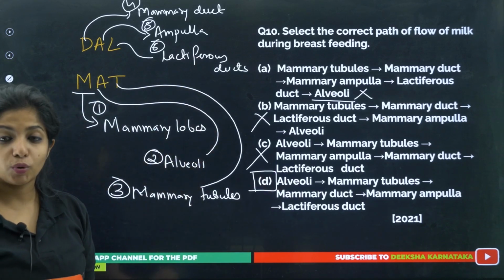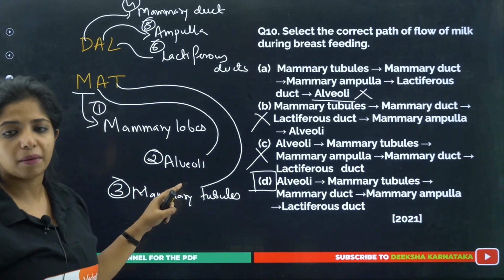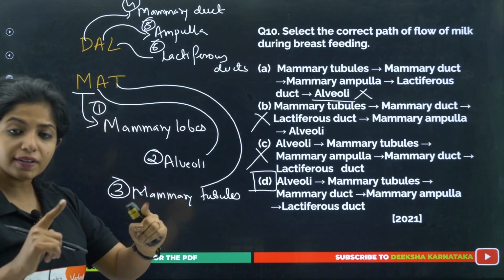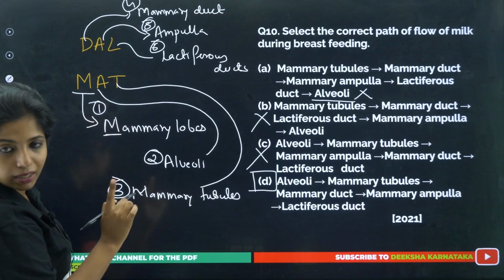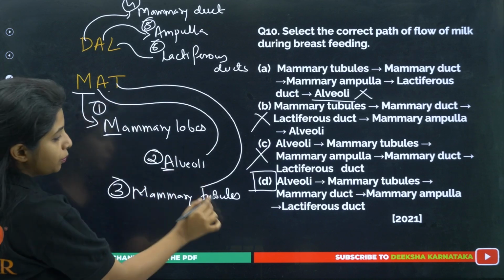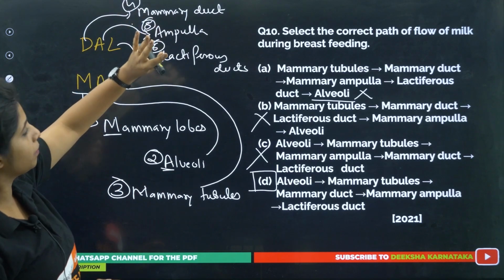2021 question. So I know it can be kind of confusing, because everything starts with M, and over here mammary lobes has nothing to do with M. But for you, the first thing that comes, let's give M for that. So mammary lobes is the first thing. Alveoli is just nothing but alveoli only. T for tubules, okay, and D for ducts. There is nothing, just omit the mammary over there.